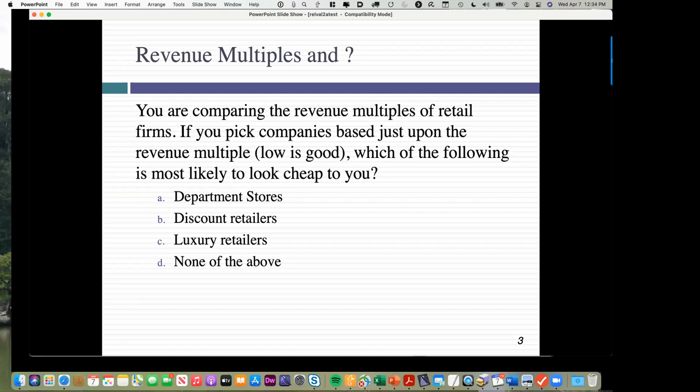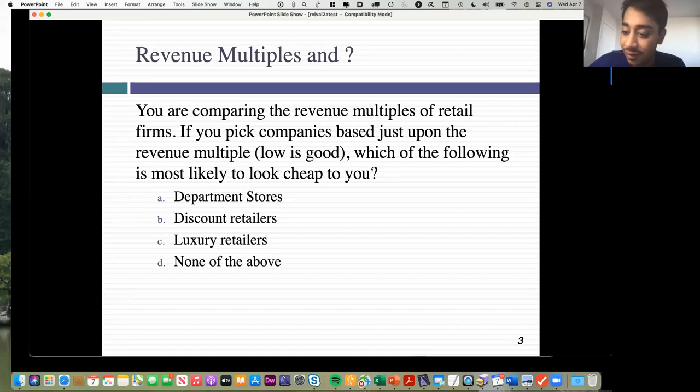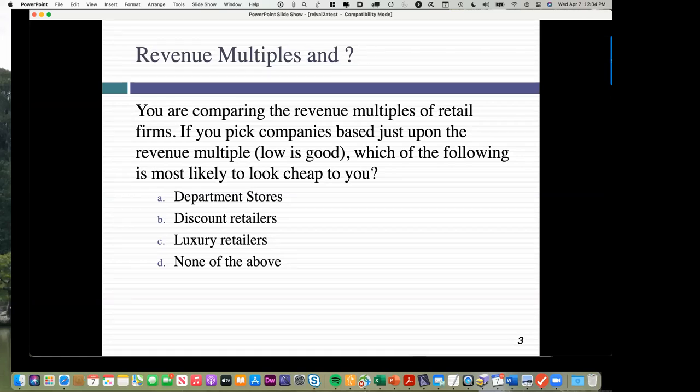Which of the three groups do you think would trade at the lowest multiple of revenues? Let's say you're an analyst looking at companies that trade at low multiples of revenues. That's what you think of as cheap. You're looking across the retail sector, and you've got department stores, luxury retailers, and discount retailers, all within your arena. As a multiple of revenues, which of these groups is most likely to look cheap to you, trade at low multiples of revenues?